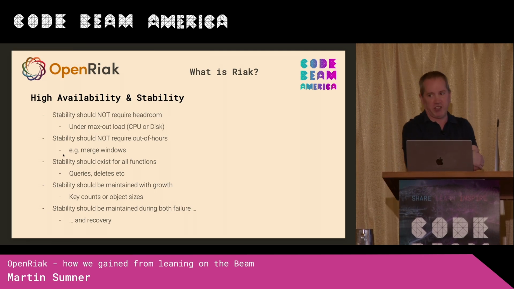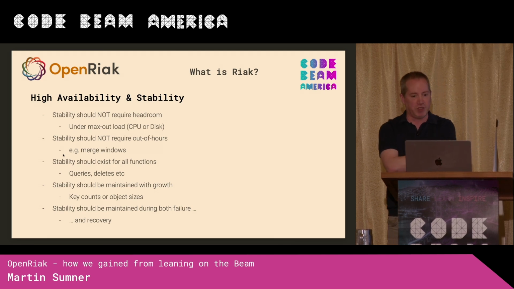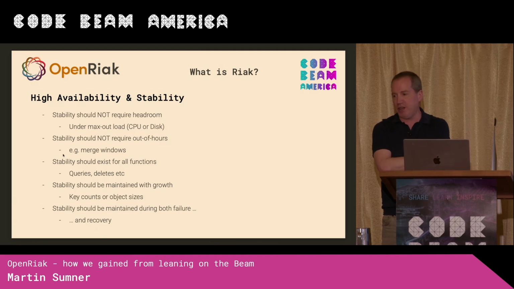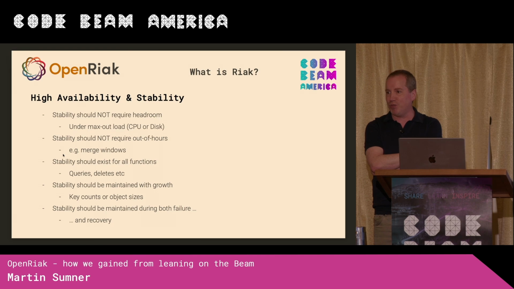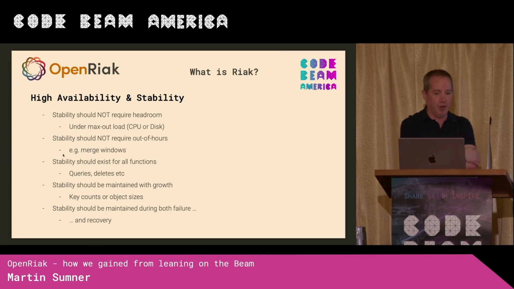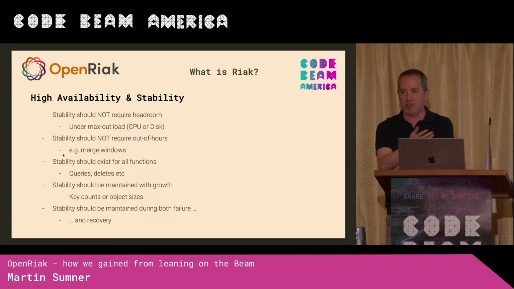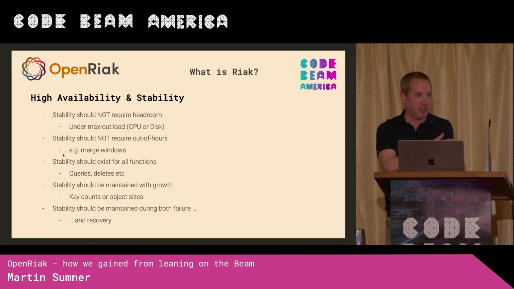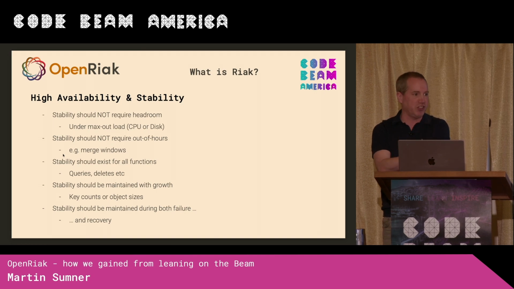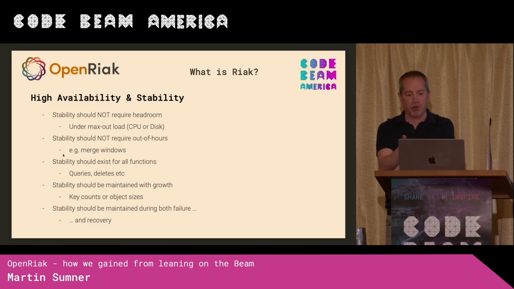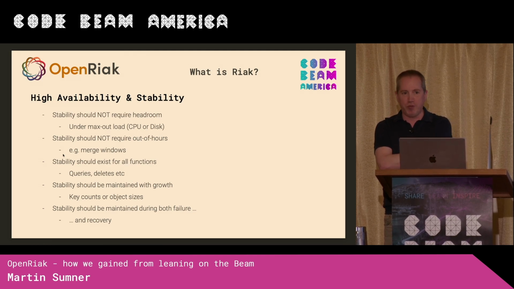So it should exist when we're maxed out on our nodes, when all our nodes are running at 100% CPU or 100% disk utilization. We shouldn't depend on out-of-hours windows, because some people won't have a quiet time at 2 o'clock in the morning when something can be deferred to. It should exist for all our functions, not just the simple ones like gets and puts, but our queries with filters and deletes and this kind of thing. We should be able to maintain those conditions as we grow, so it shouldn't depend on keys being small enough to fit into memory, or objects staying within small limits.